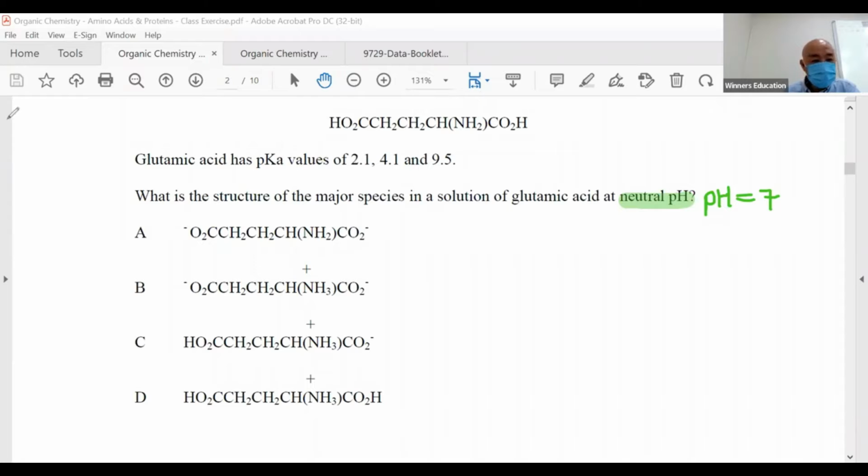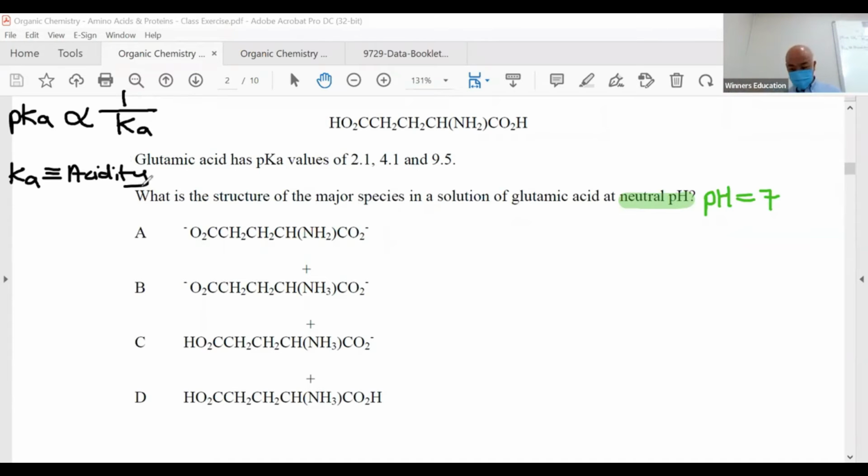Now, what is pKa values? Let's recap. Remember, pKa values, we learn it in acid-base equilibrium. It has no meaning to us except that it's inversely related to Ka. It's the Ka that we are more interested in, because Ka is directly related to the acidity of the weak acid group. Remember that? So pKa is the inverse of it. So I want you to think of Ka, not pKa. So it's the opposite.